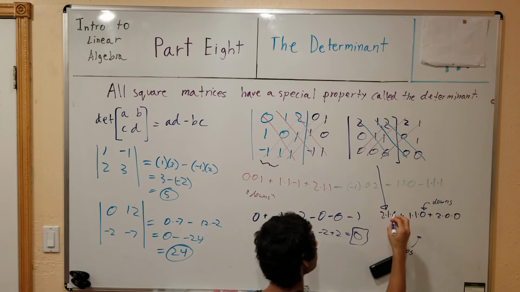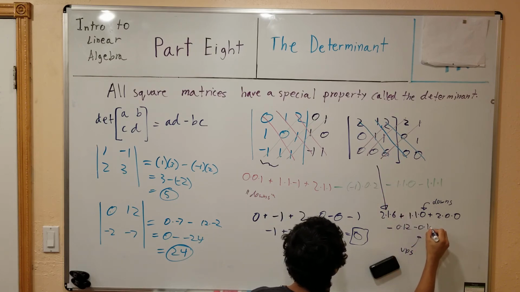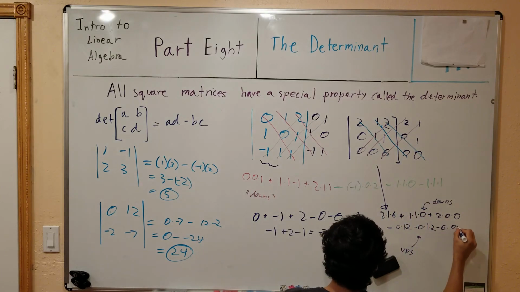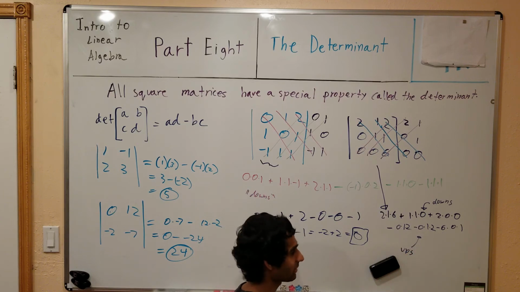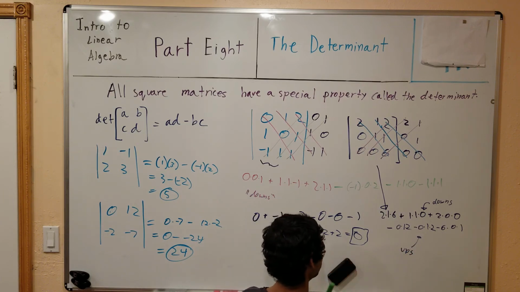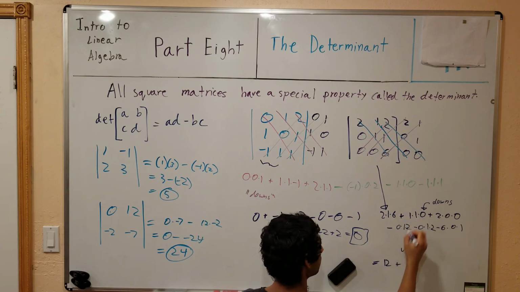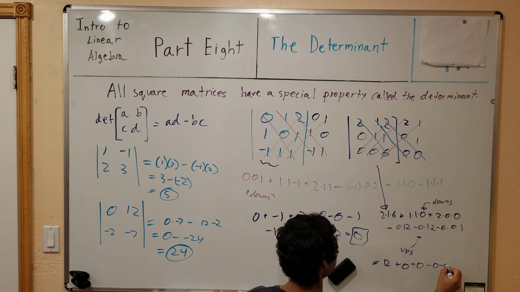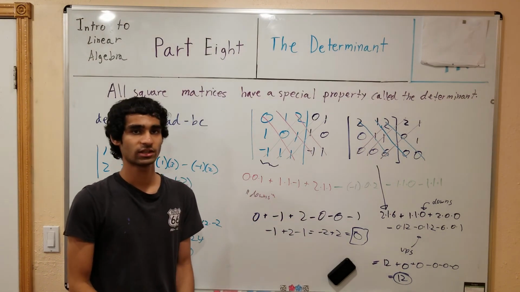So what's our first up? 0 times 1 times 2 minus 0 times 1 times 2 again, that's our second up, and our third up, minus 6 times 0 times 1. So as you can see in this case, all three of our ups are actually 0. So let's simplify this. This is 12 plus 0 plus 0 minus 0 minus 0 minus 0, and that is 12. So the determinant of this matrix is 12.